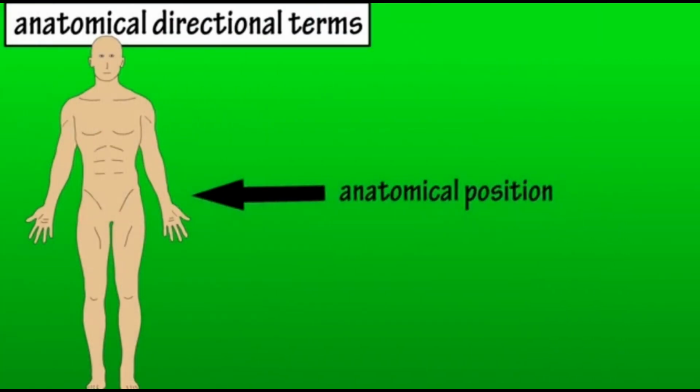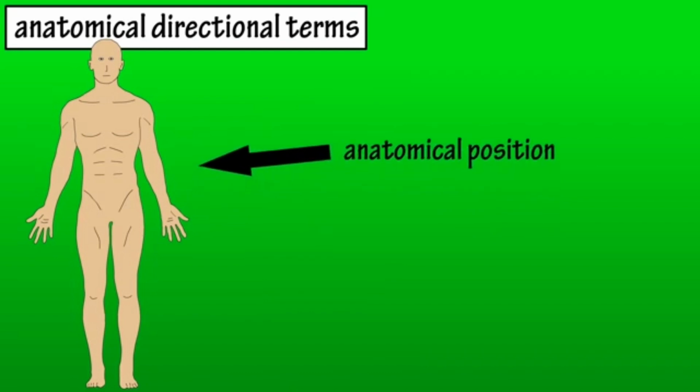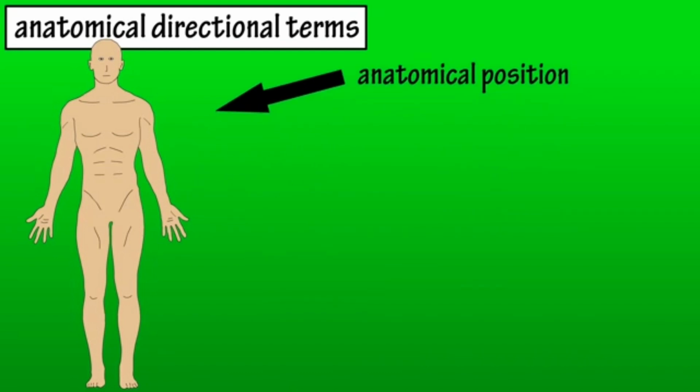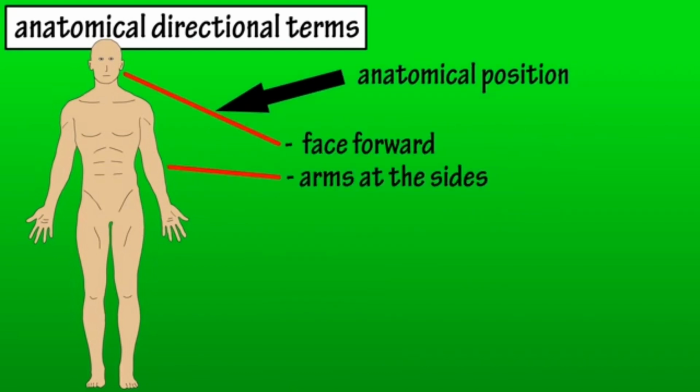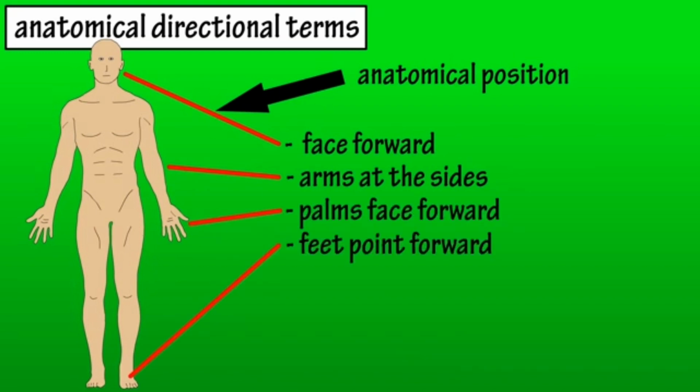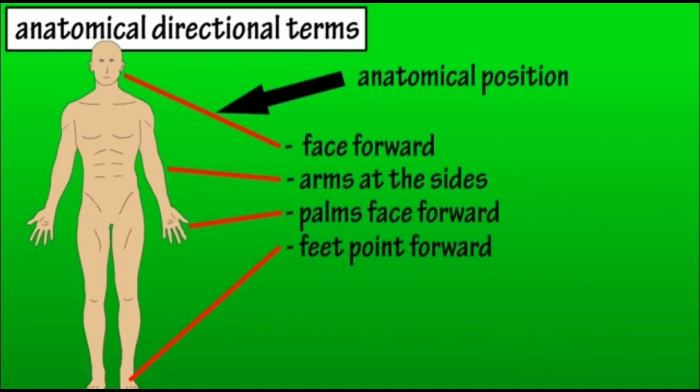When we say anatomical position, this refers to when a person stands erect, face pointing forward, arms at the sides, palms facing forward, and feet also pointing forward. So the picture you see is the perfect representation of anatomical position.